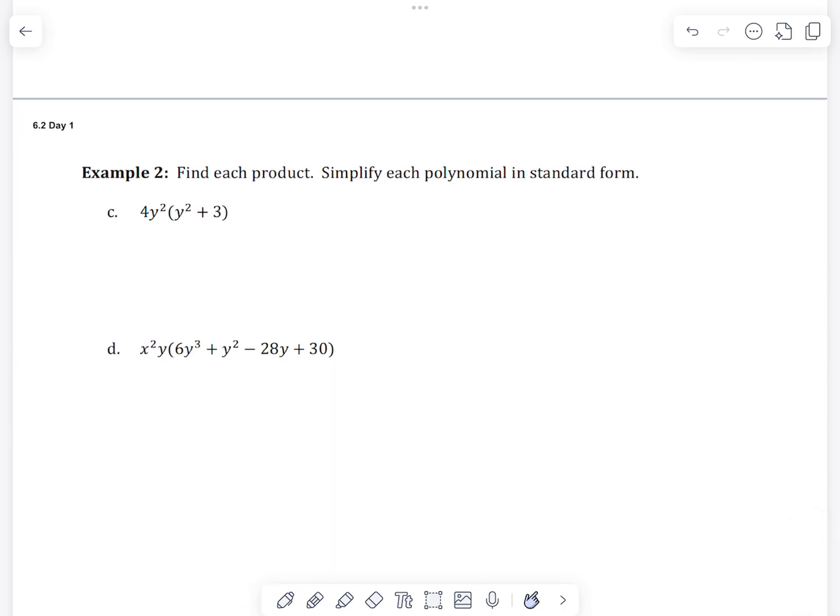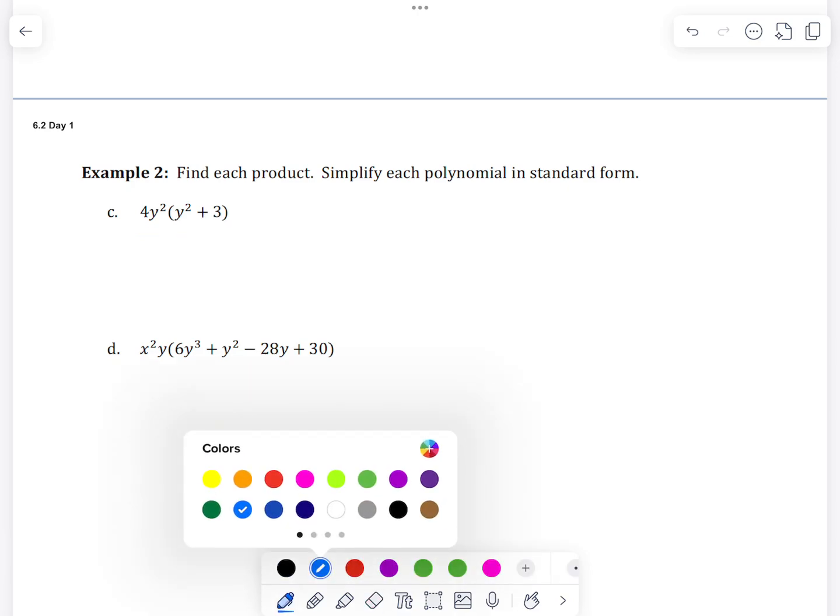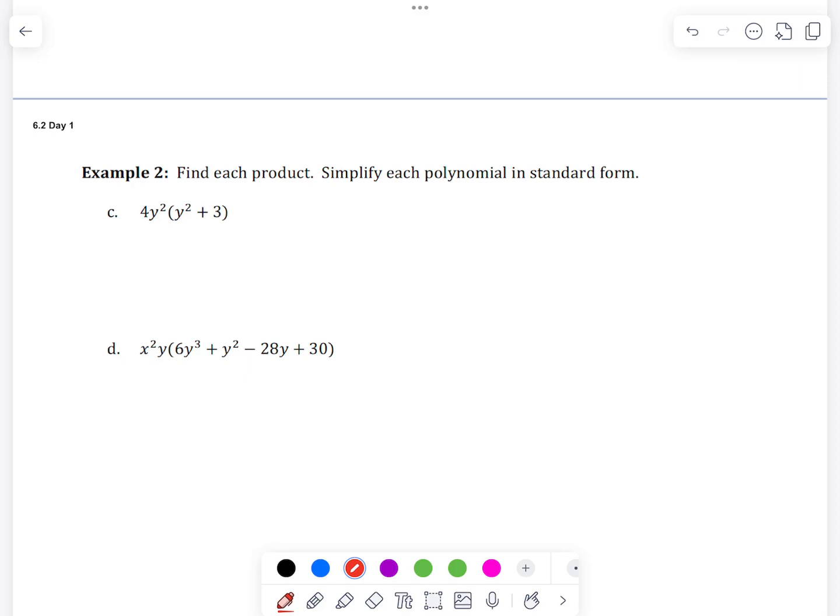All right, example 2. Find the product and simplify the polynomial in standard form. So now we have a monomial, so one term, times a binomial, 2 terms. So we're going to use the distributive property. So we're going to multiply 4y squared times y squared, and that's going to give us 4y, and now we add those exponents to the fourth. And now we're going to multiply 4y squared times 3, giving us 12y squared. This polynomial is in standard form.